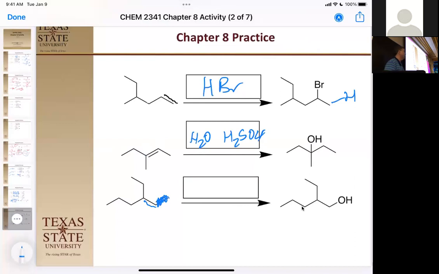So how do we get that? We have a primary alcohol. There's only one way to get a primary alcohol. Borane as our first step, THF, then peroxide in water with a little bit of base.